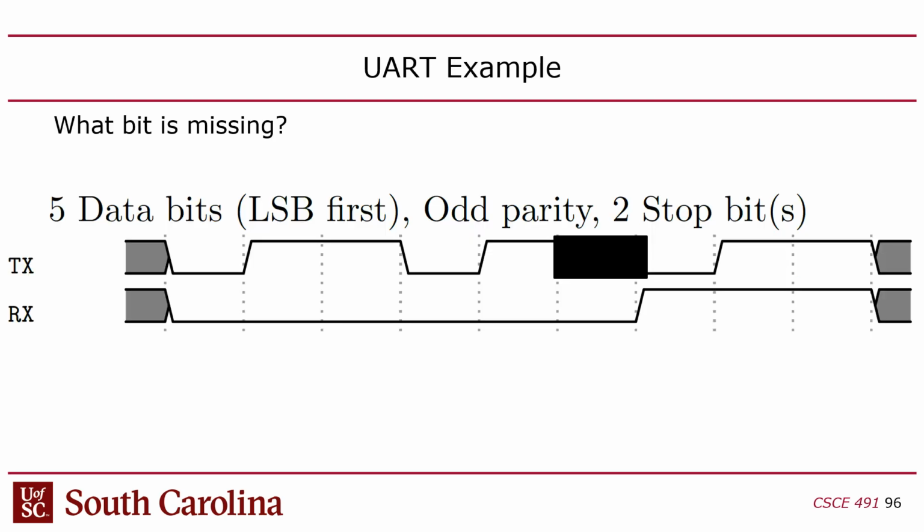Okay, so here's another example. What bit is missing? This is odd parity. We've got 5 data bits, 2 stop bits. So forget about the 2 stop bits, forget about the start bit, and count the 1 bits in between. So 1, 2, 3, looks like there's 3 1 bits. And if there's odd parity, then that means that must have been a 0.